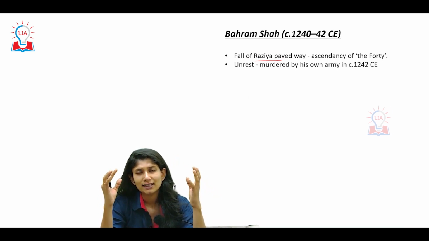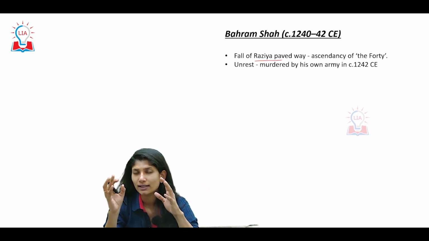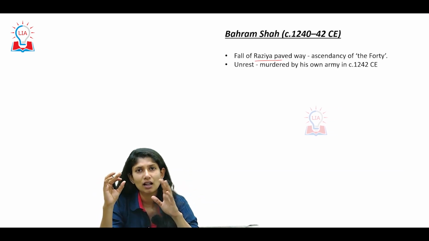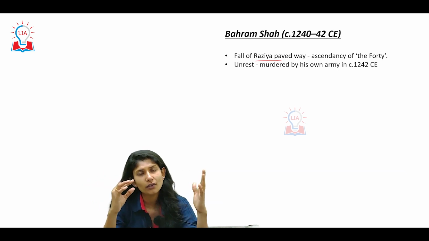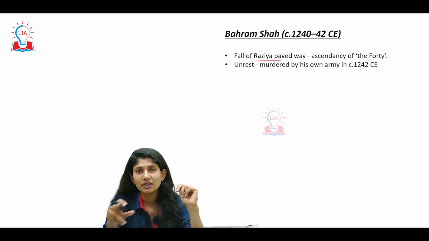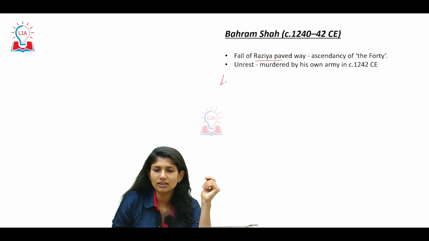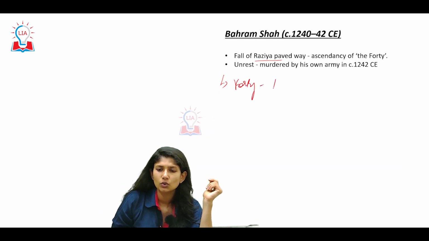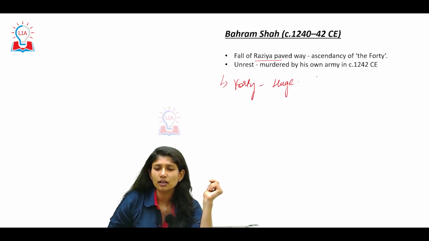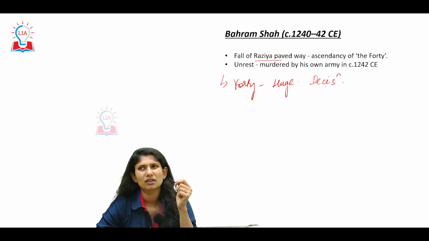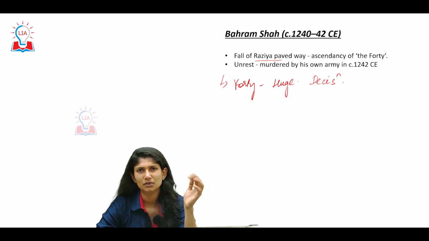The 40 existed from before, but the power subsequently shifted on a larger level to the hands of the 40 after the fall of Razia Sultana, because they were the ones who decided that Bahram Shah should become the next sultan. Which means they amassed a large amount of power. Here is where the 40 had huge decision making power with respect to the sultan. With respect to Bahram Shah, there was huge unrest and he was killed by his own army.